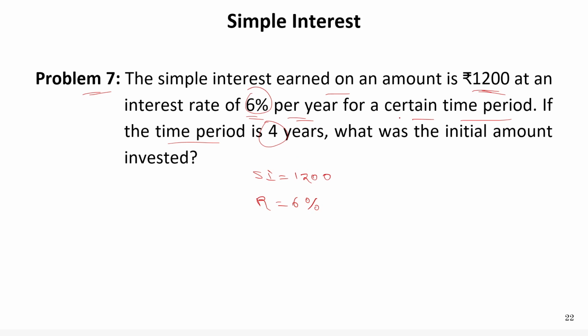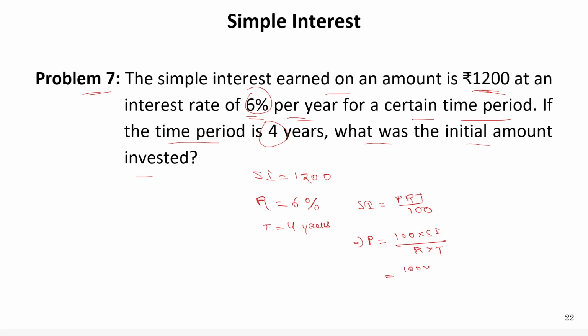So for a certain time period, if the time period T is equal to 4 years, then what was the initial amount invested? So SI is equal to PRT by 100 when R is given in percentage, right? So this implies that P is equal to what? 100 into SI by R into T. So this is equal to what?